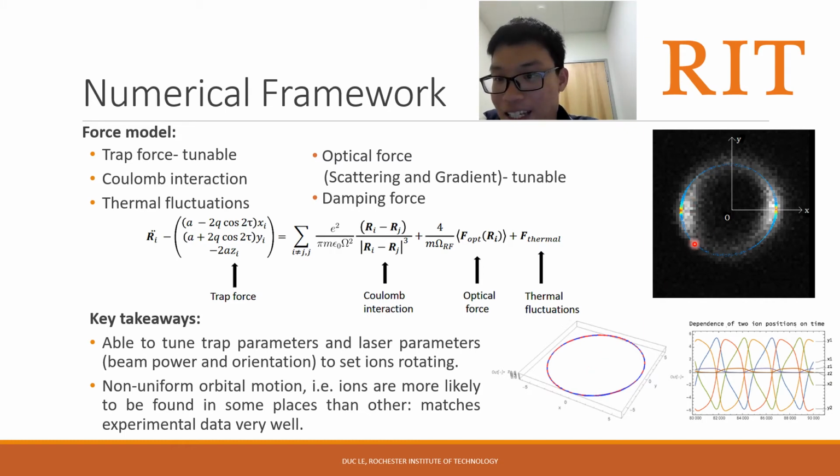The black and white portion of this image is the experimental result. You can see the ions will hang out more in this position rather than this position, which leads to the difference in the brightness. And this color part is our numerically simulated result, and it matches very well.